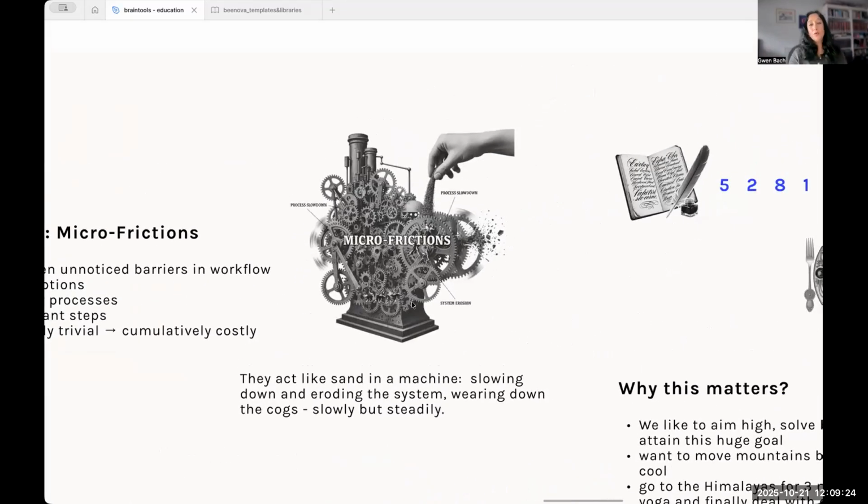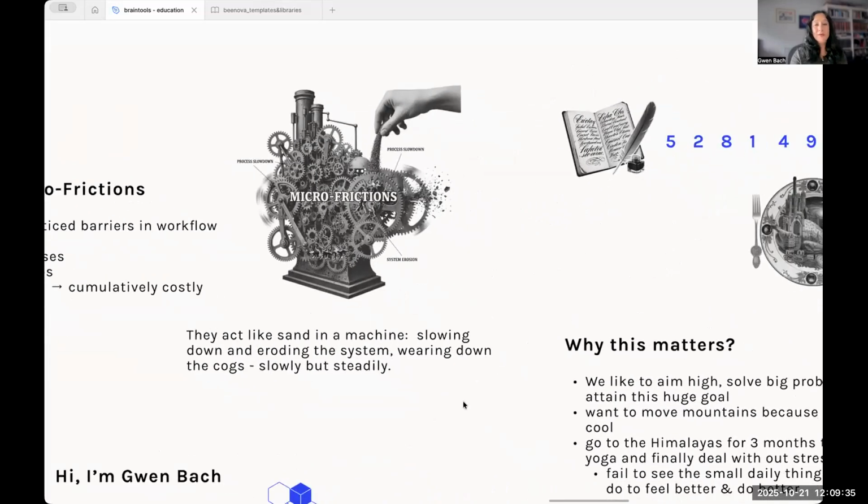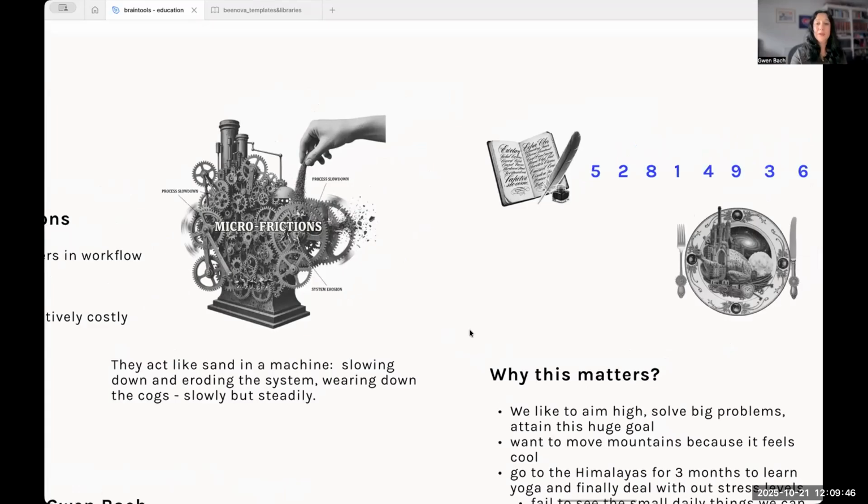So what do those microfrictions do? They're like sand in the machine. They're very small, but cumulatively they wear down the cogs and slow down everything. It's similar to having too many programs open on your laptop or your computer. Unless it's some super powered machine, it can really slow things down.